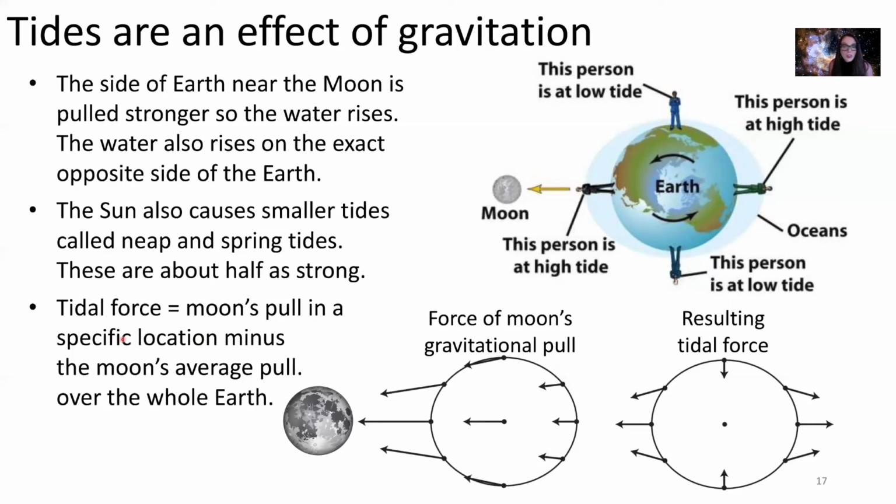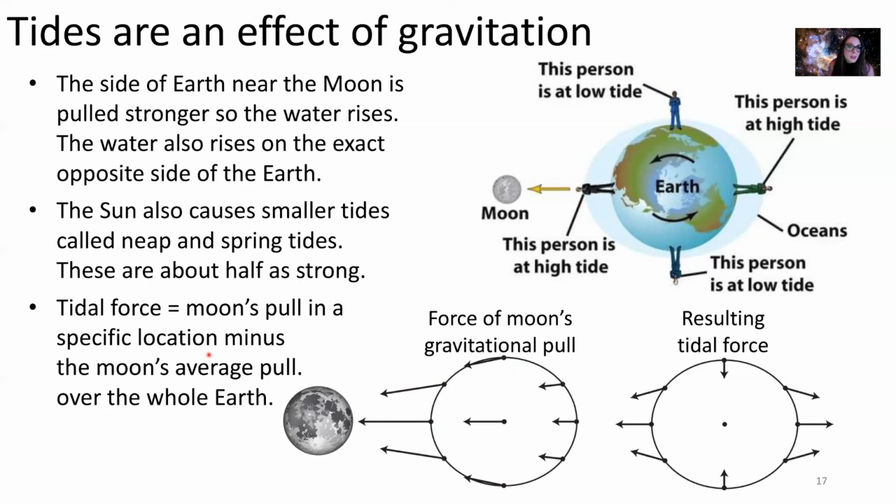It's a net force. So we have the moon's pull in a specific location minus the moon's average pull over the whole Earth gives us the tides. So here we have the Earth and we've got our moon. And so the side of the Earth that's facing the moon is going to be experiencing the greatest gravitational force. Exactly on the opposite side of the Earth, the gravitational force is a little bit less, okay? And then on the edges here and here, it has about the same gravitational force, okay? But, okay, so that's the gravitational force that it's exerting on all places individually. But then you also have to take into account the average gravitational force that the moon is exerting on the Earth too, and subtract them.